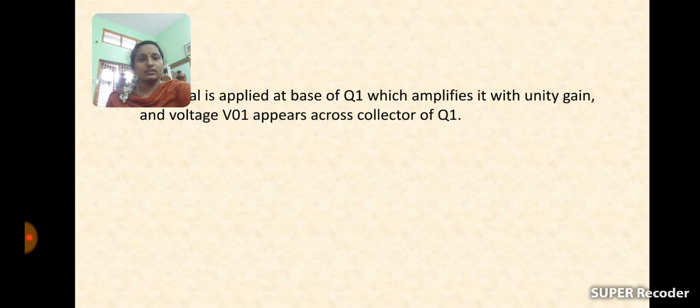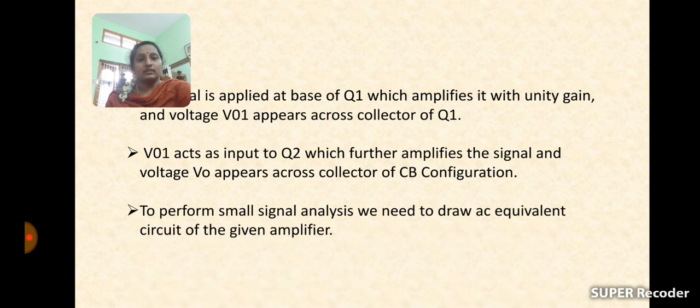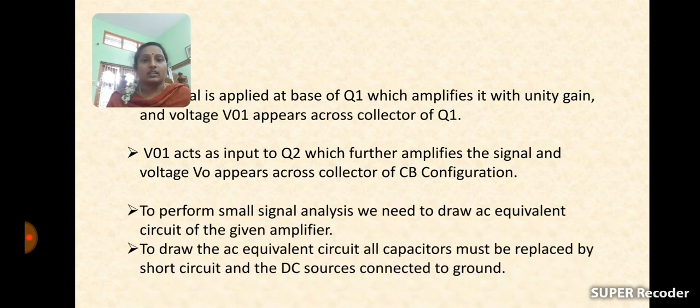And as already explained, the output appears across the collector. So see here in the working, the input signal is applied across the base, which amplifies it with unity gain, and the output voltage appears across the collector. Input is applied across the base of Q1. The output of Q1 appears across the collector of Q1. The output of the collector is connected to the base of Q2, and again the amplified version appears across the collector of Q2.